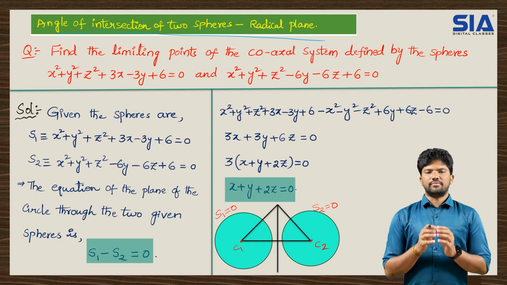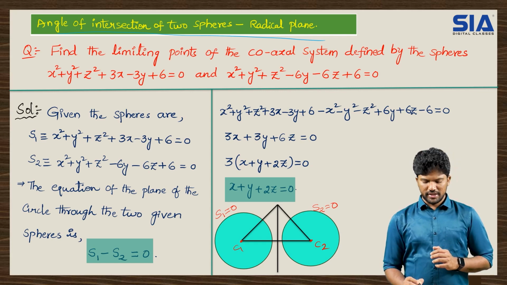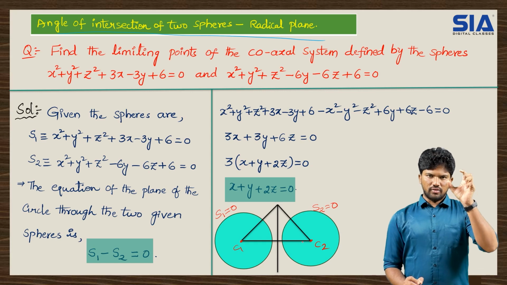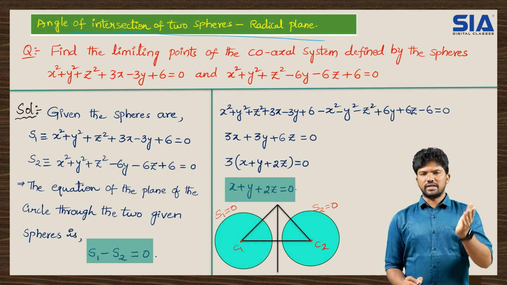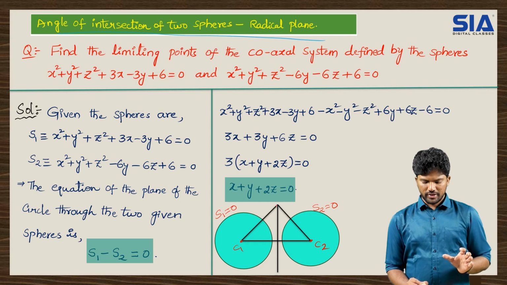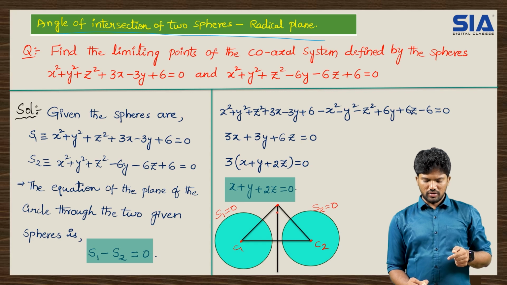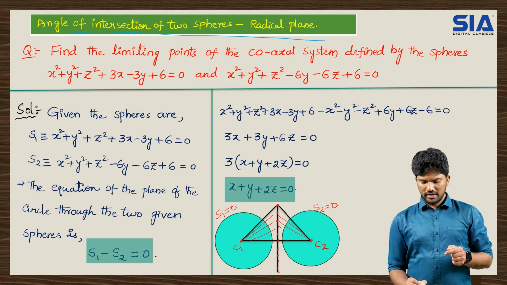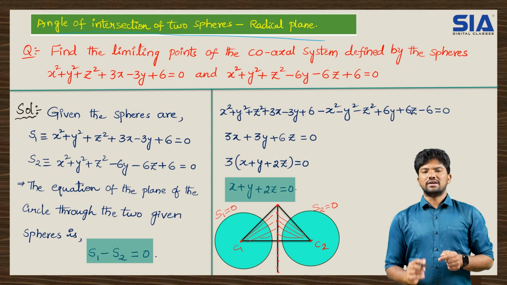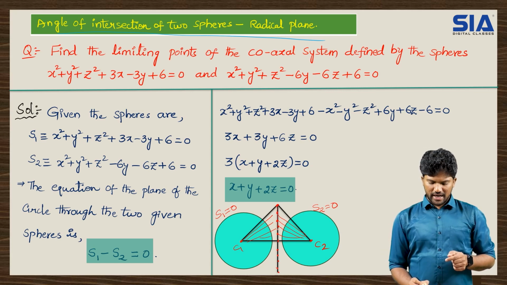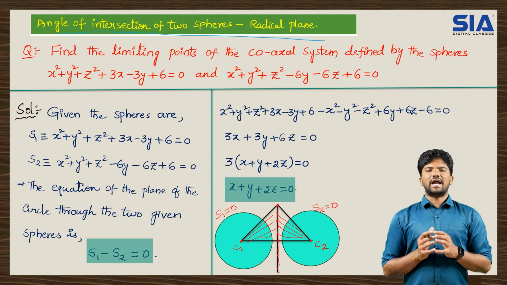Take a point, the power of the point, meaning the tangent value from that point. The locus of the power of the point is a straight line. If the power of the point with respect to each sphere is equal, then the locus of that point forms a straight line. That straight line is called the radical plane.